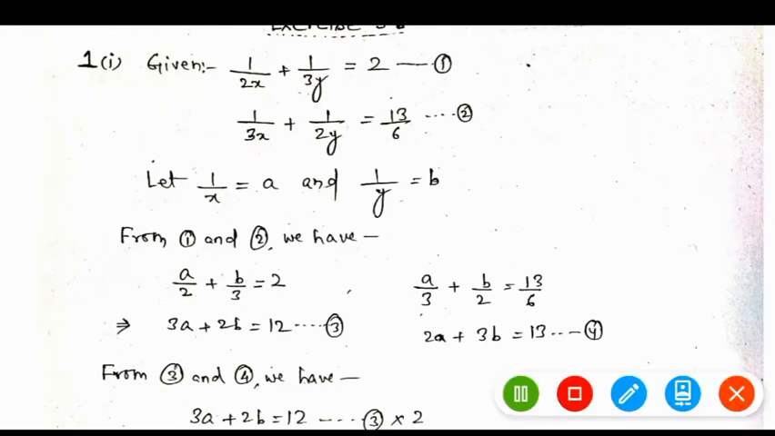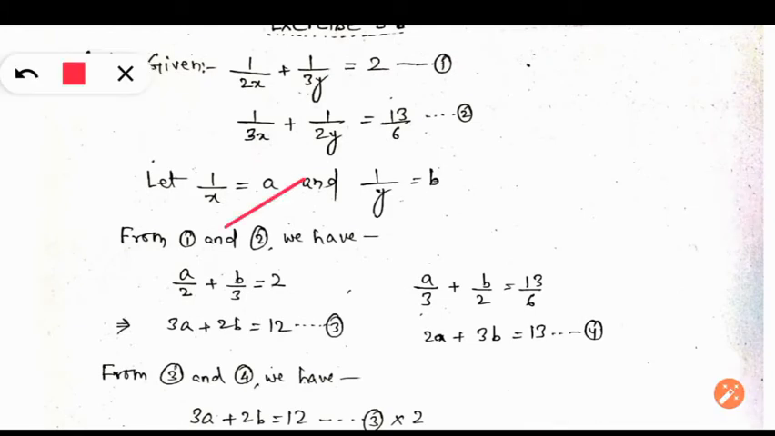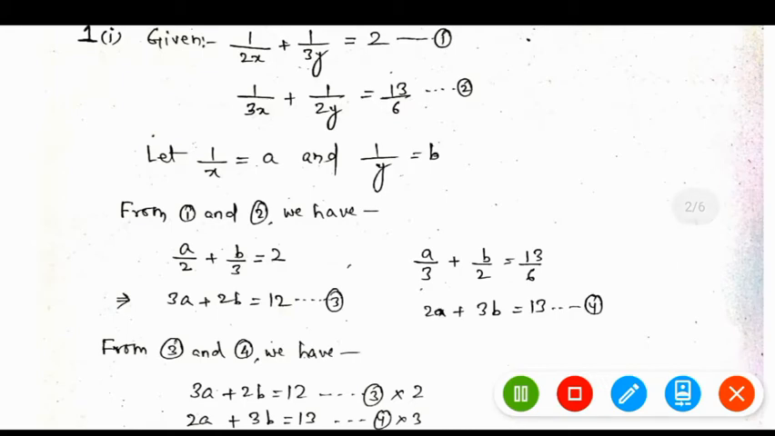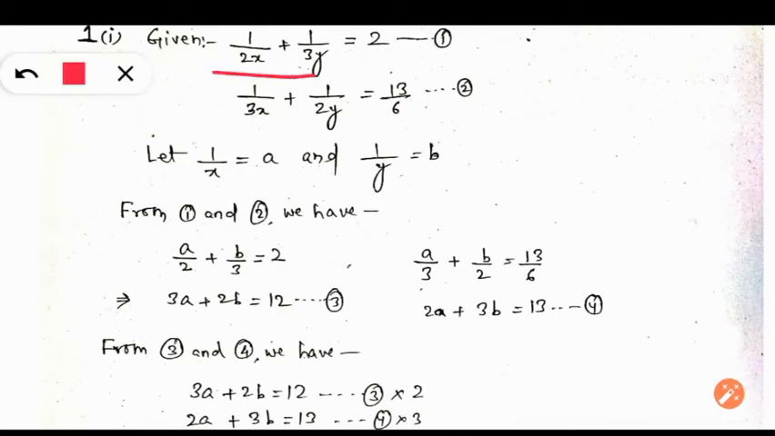So we need to take 1 by x. I have taken 1 by x as a and 1 by y as b. These are the required substitution. Okay, now after taking 1 by x as a and 1 by y is equals to b, now tell me what equation 1 and 2 will become. So from 1 and 2, it will become, as 1 by x is a but 2 is there in denominator, so it will become a by 2 plus b by 3, right? Similarly a by 3 plus b by 2, because 2 is there in denominator.